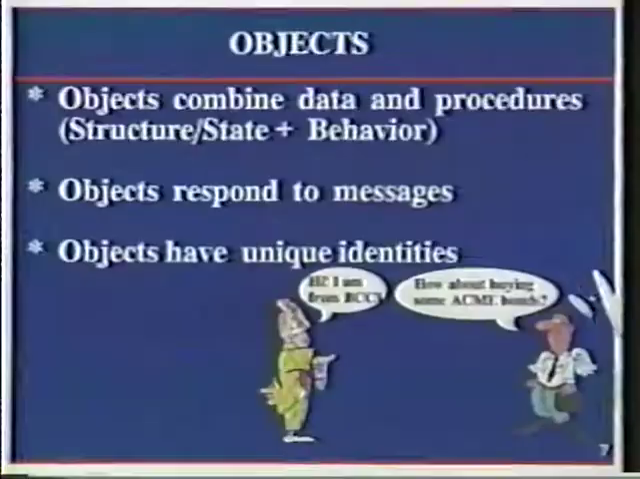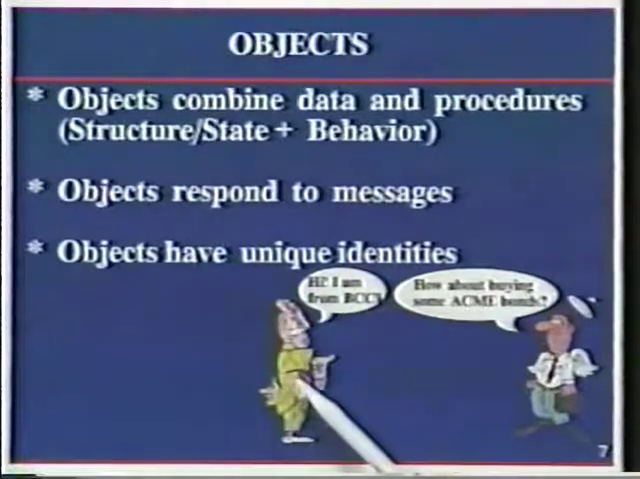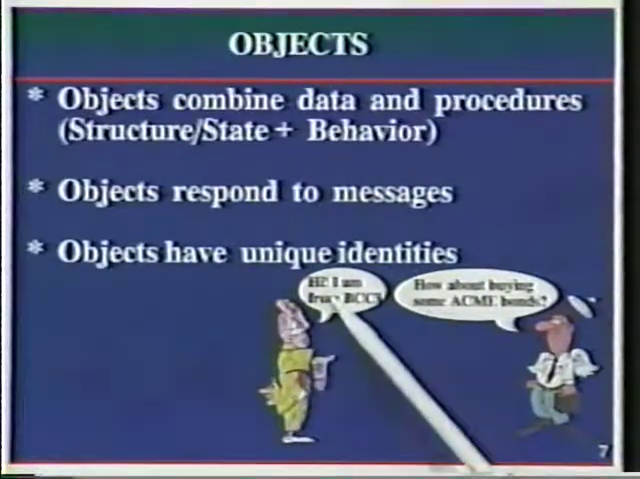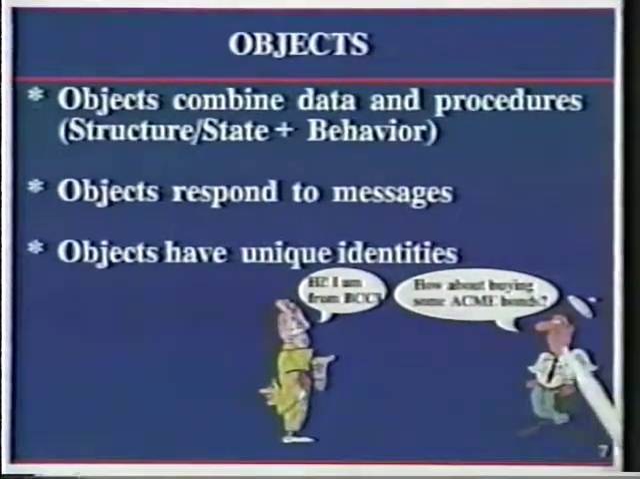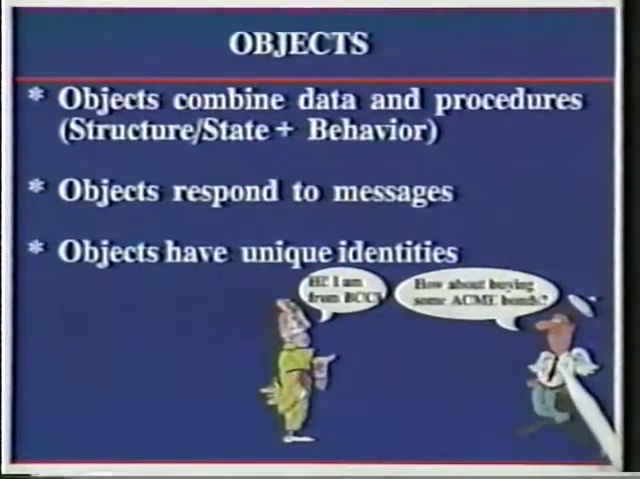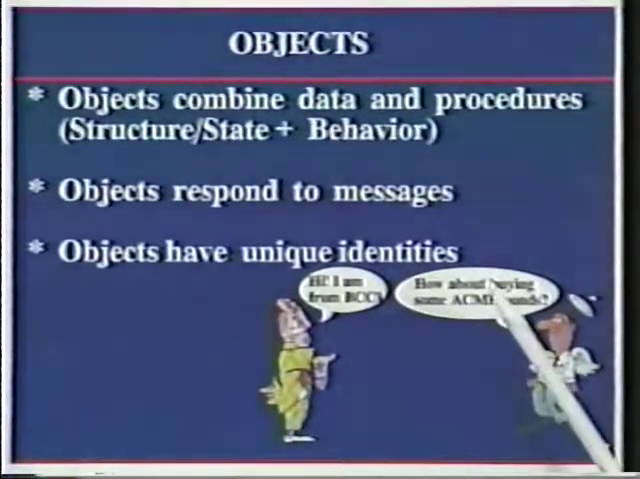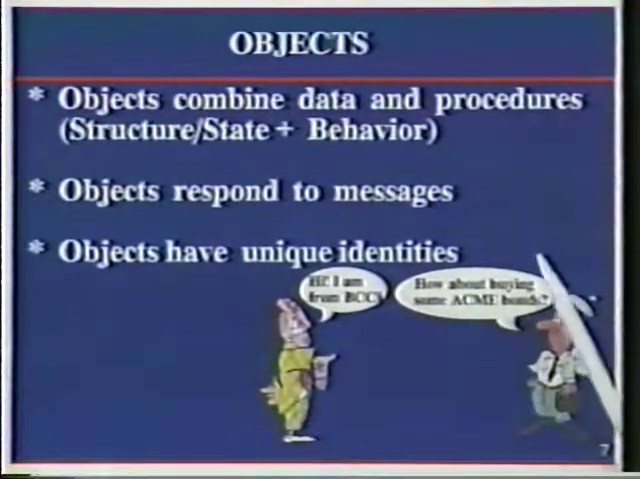There is a small cartoon here which shows the nature of objects. Here is a person who says he is from Bank of Credit and Commerce Incorporated. This is a particular object which is sending a message to another object, who is a salesman. This object, the minute he receives a message saying that I am from BCC, immediately responds with another message, how about buying some Acme bonds, which are junk bonds.